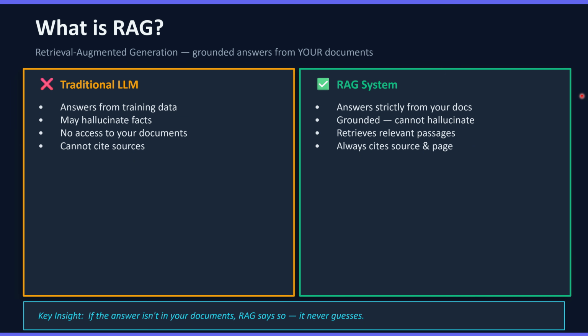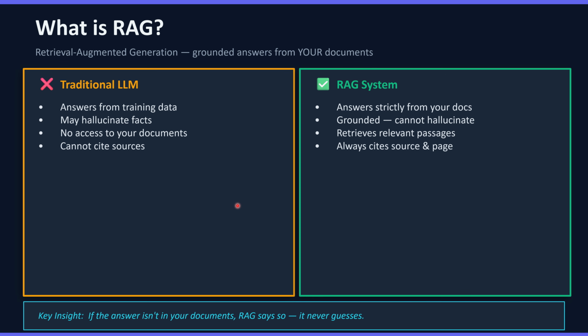Let's go. What is RAG? Before we dive into the code and the architecture, let us make sure we all agree on what RAG actually is and why it matters. RAG stands for Retrieval Augmented Generation. The idea is simple but powerful. Instead of asking a language model a question and hoping it has the answer baked into its training weights, which may be outdated or simply wrong, you give the model access to your documents at query time. The model answers strictly from what is in those documents.